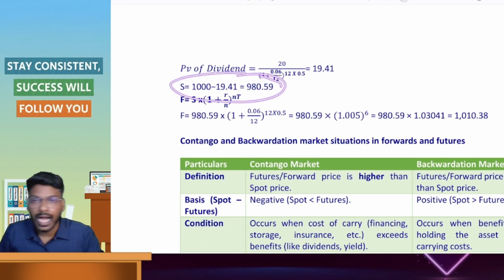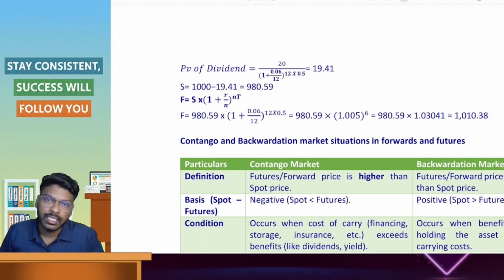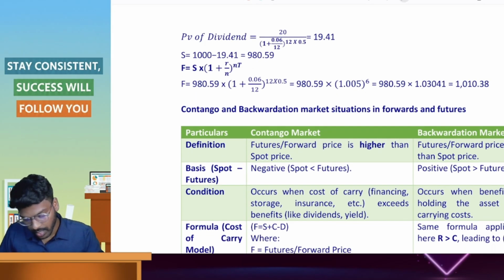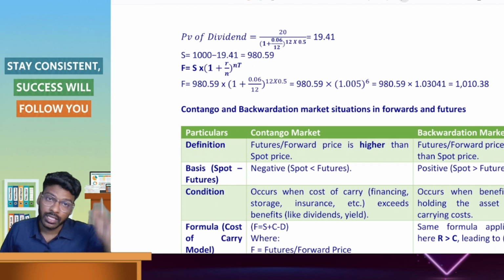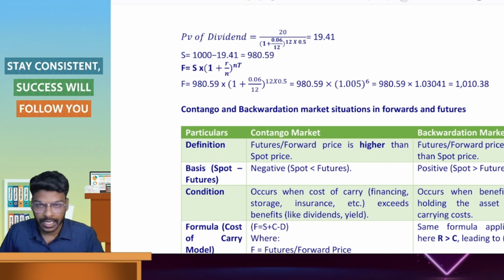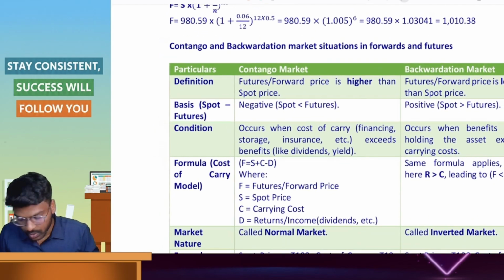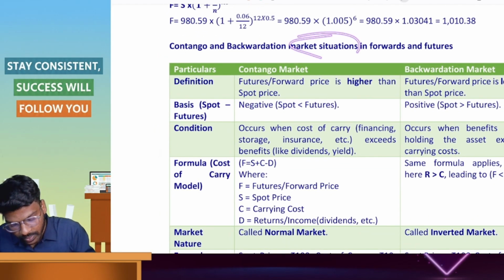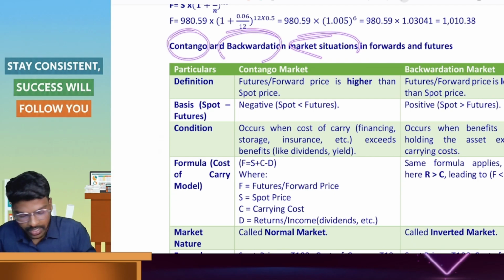So we have to compute the adjusted spot price. What is the adjusted spot price? Spot price minus present value of dividend will be reduced. So to compute future value, equal to adjusted spot price into 1 plus R divided by N, whole power N into T. Then we will get a value of 1010.38.